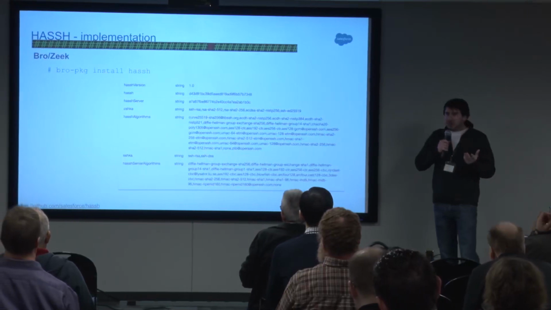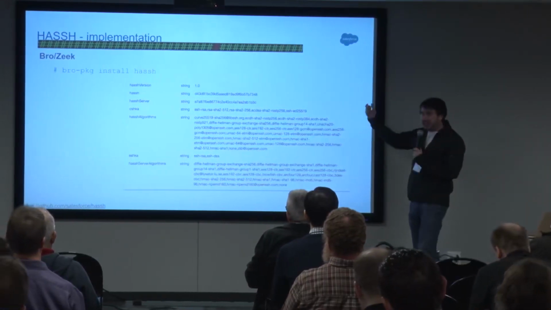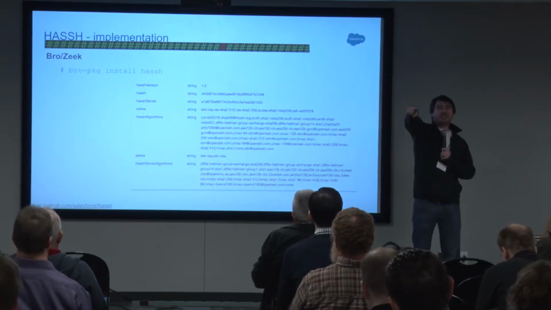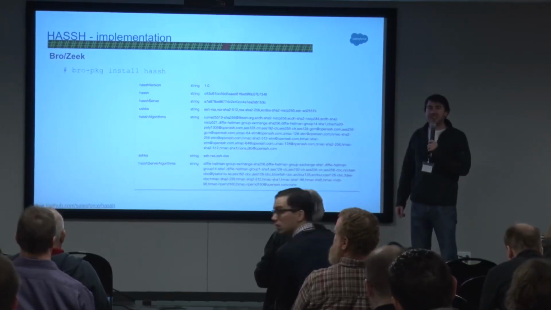So if you're running Bro and you want HASSH, you can just do bro package install hassh, and you'll have it. This is what it looks like. Ryan.